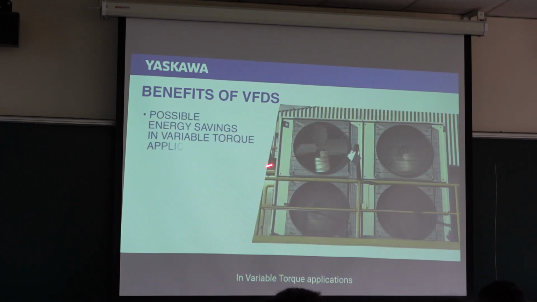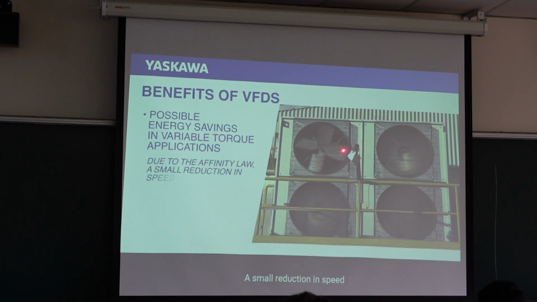In variable torque applications, some of this can be seen due to the variable affinity laws. A small reduction in speed can lead to a dramatic decrease in power usage.